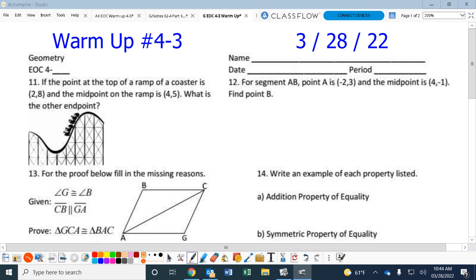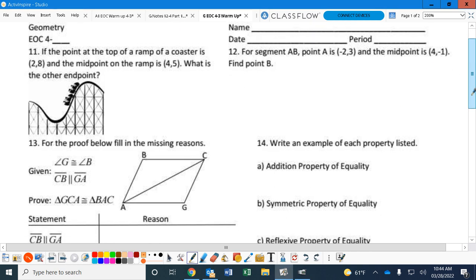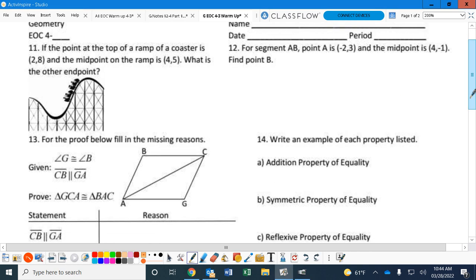Okay, so today's warm-up is going to be focusing on some midpoint stuff, a proof, some properties, things that we haven't seen in a while. So it's good review. These are actually the midpoint working backwards problems, guys. Two of them. One with picture, one without, but it's the same problem. You definitely need to make sure you know how to do these. The EOC loves to use these when they do the EOC, the working backwards problems.